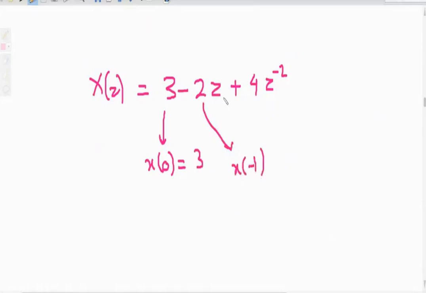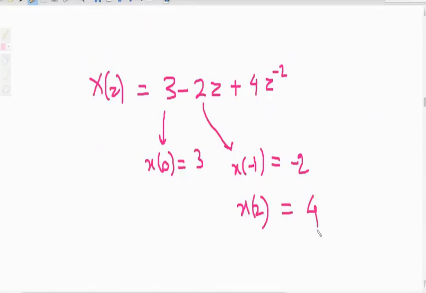The power of z is 1, so here 1, but z has a positive power so here -1, so x of -1 is minus 2. What is the amplitude? Minus 2. Then here z has a negative power, so this is nothing but x of 2, and x of 2 value is, the power of z is 2, so 2 here, and its value is 4.